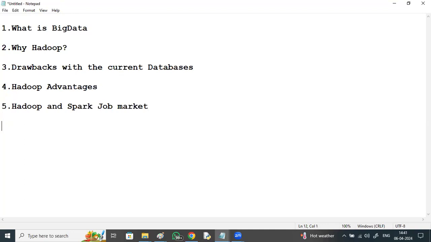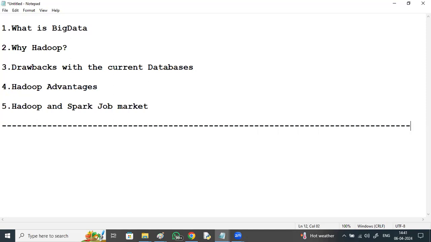So starting with what is big data? Big data, the name itself says huge volumes of data. Currently data is stored in storage units: KBs, MBs, GBs, gigabytes, terabytes, petabytes, exabytes, zettabytes, and so on. You should have KBs, MBs, GBs, or even TBs of data.